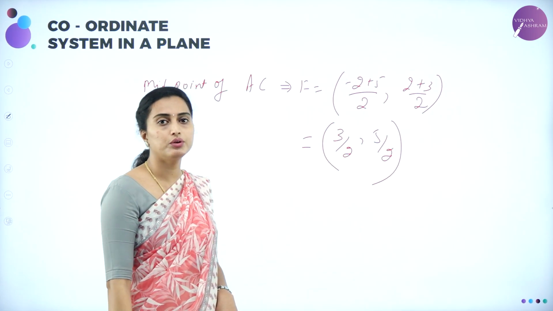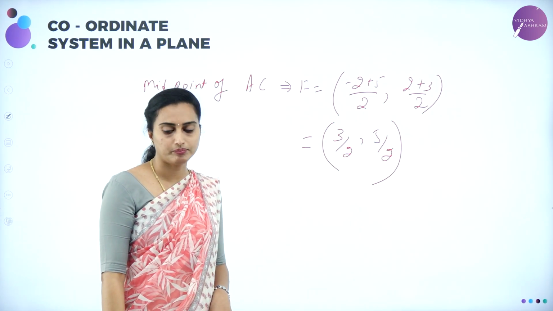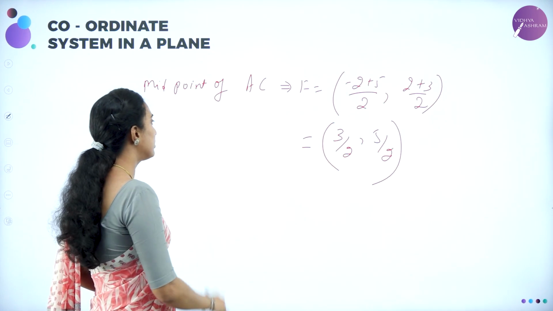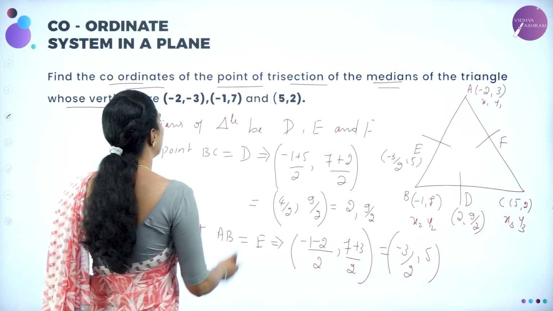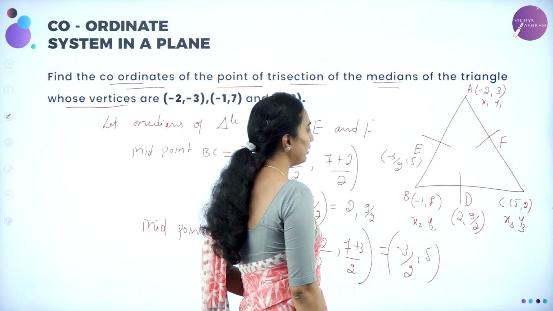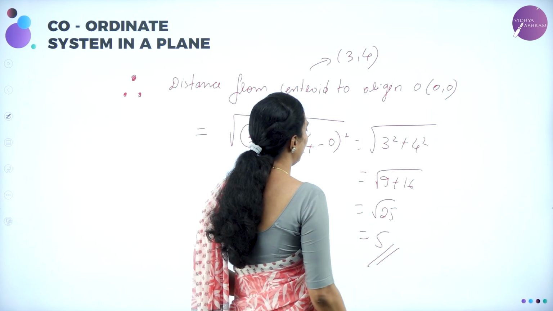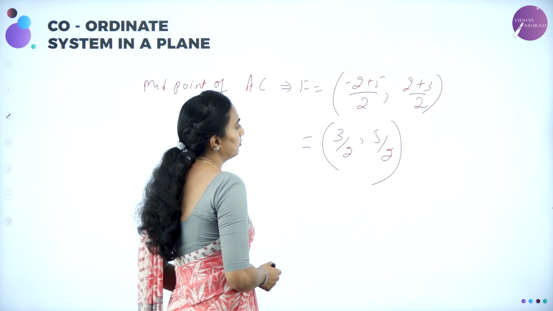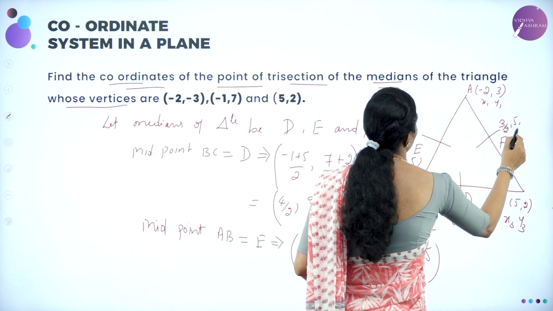Understood? Any doubt do you have? Okay, that's it. These are all the midpoints. D point is (2, 9/2), E point is (-3/2, 5), and F point is what we have found out: (3/2, 5/2).